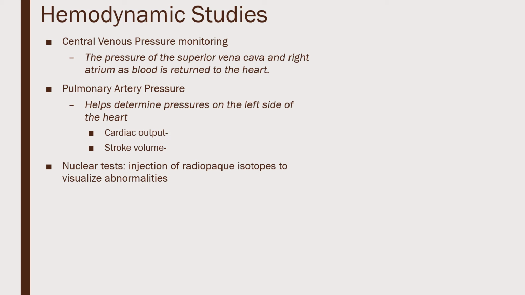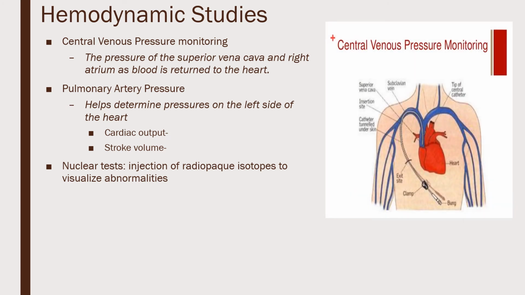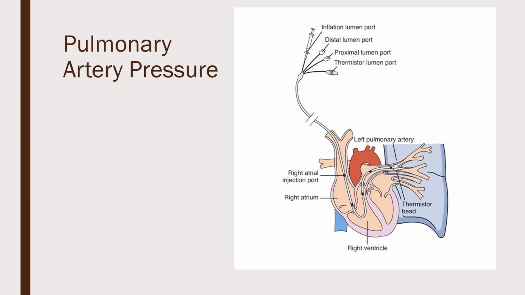It can help get your cardiac output, which is the amount of blood pumped out of the left ventricle into the arterial system in 1 minute. Remember, this is liters per minute. You can also get your stroke volume, which is the amount of blood pumped out of the heart with each beat, so this is milliliters per beat. There are nuclear tests, which are injections of radioisotopes to visualize abnormalities. This is an example of how they would go in to get your pulmonary artery pressure.